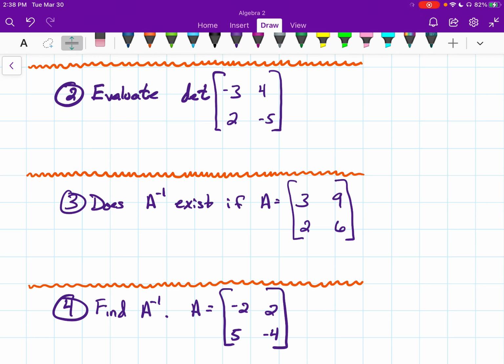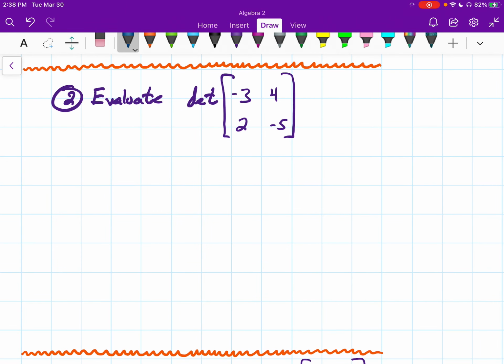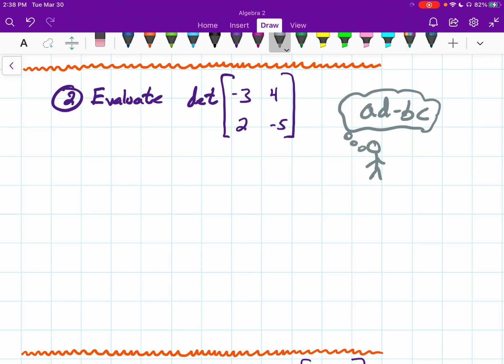Next up, evaluate the determinant of this matrix. So here it's written as the determinant of the matrix. It's all written there nice and pretty. And you should be standing over here, and I told you guys to remember something. I told you to remember that AD minus BC. All right, that's the thing to remember. That is the formula for the determinant. So the determinant is going to be equal to 3 times negative 5 minus 4 times 2. So 15 minus 8 gives me 7. The determinant is 7.